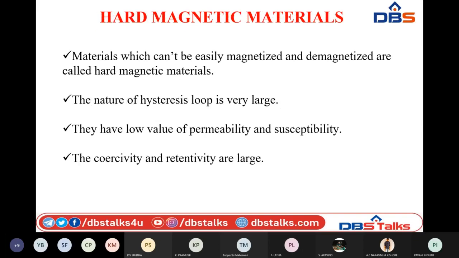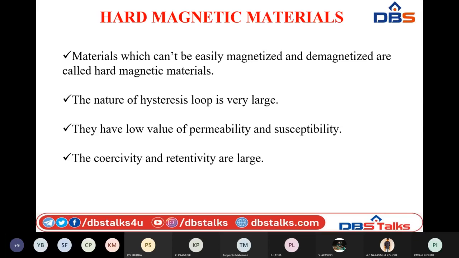Next, coming to the hard magnetic materials. The opposite of soft magnetic materials are hard magnetic materials. That means the ferromagnetic materials which cannot be easily magnetized or demagnetized are known as hard magnetic materials. It is very difficult to magnetize them and very difficult to remove the magnetic properties from such materials. We need to spend a lot of energy to magnetize and demagnetize these kinds of materials. That is why they are known as hard magnetic materials.